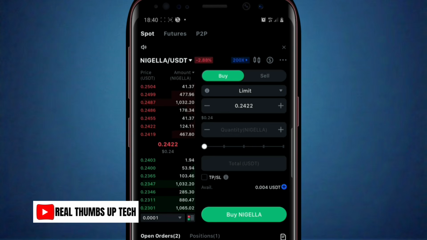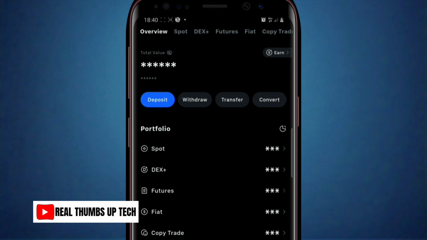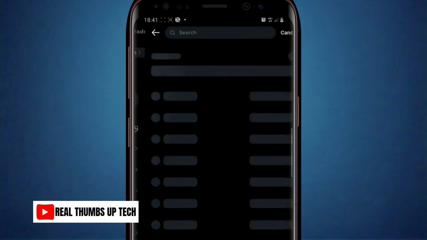The next thing is to send it to where we're going to sell it at a higher rate. You go over to wallet down here. That's the wallet option down here. All right. So in this case, we are withdrawing. We are not depositing because we are moving it out to another exchange. So you now tap on withdraw.